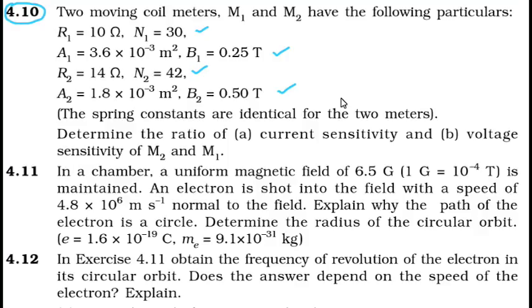The spring constants are identical for the two meters. Determine the ratio of A. Current sensitivity, B. Voltage sensitivity of M2 and M1. Let us see the solution.